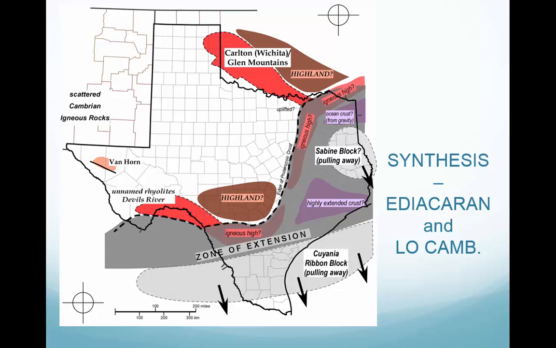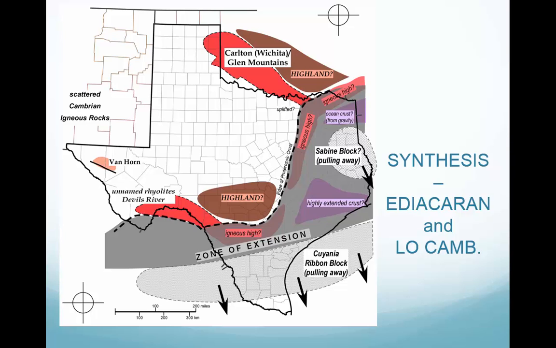We have actually the Van Horn sandstone in West Texas turns out to be Middle Cambrian, and it's filling essentially a half-graben situation out there. So it's part of another one of these, an extensional axis that probably extends quite a ways west of Texas as well.